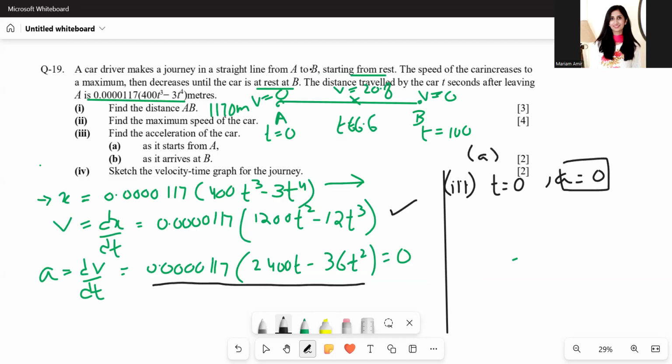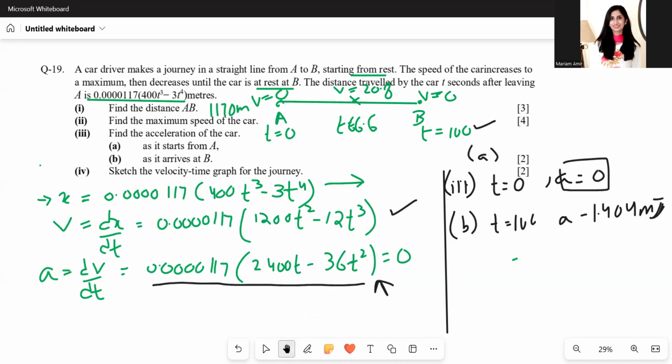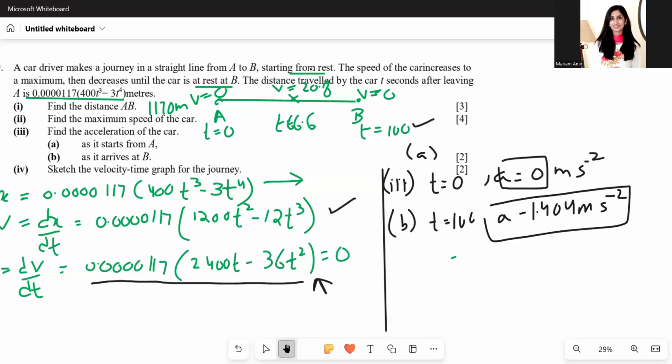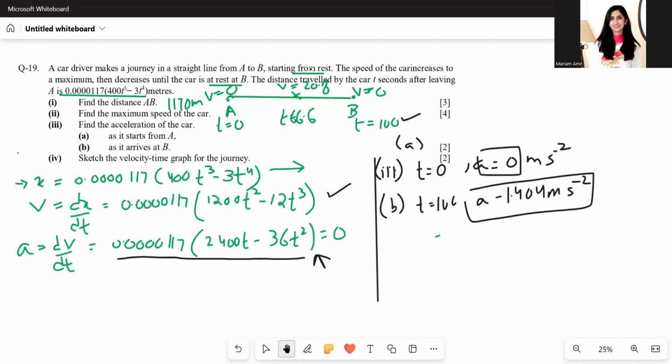Next, it says, when it arrives at B. So now you use t equals 100, because we know when it arrives at B, t is 100. Now substitute the value of 100 in this equation, and you should get negative 1.404 meters per second squared. And this is also meters per second squared. Okay, that's done. Last part says sketch the velocity time graph for the journey.